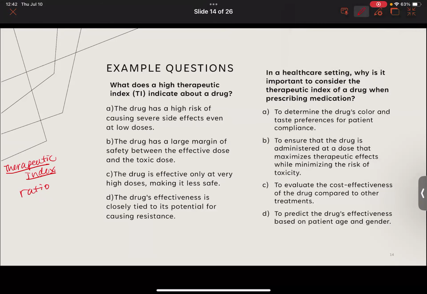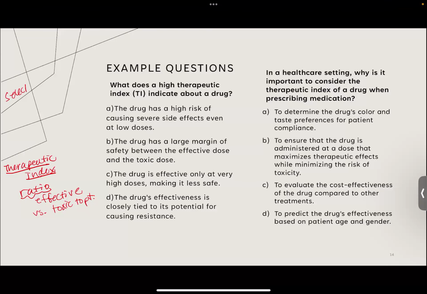The ratio of where it's effective against the pathogen versus when it's toxic to the patient. Okay, so that's the therapeutic index. Selective toxicity is a concept, so it's not an actual ratio. It's the concept that you want drugs to harm the pathogen and not the patient. That's the concept of that.